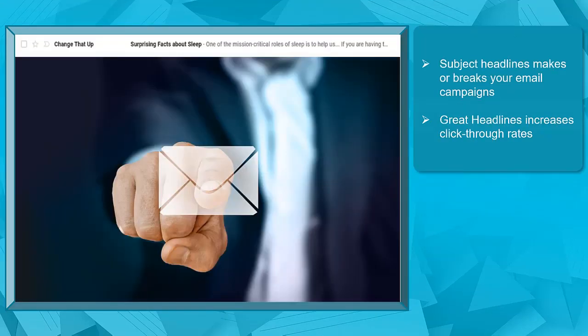Your subject headline is what makes your readers click, open, and read your email message. If you want to get more click-through rates on your email campaigns, then you must craft your headline so that it will attract your subscribers to click on your email.